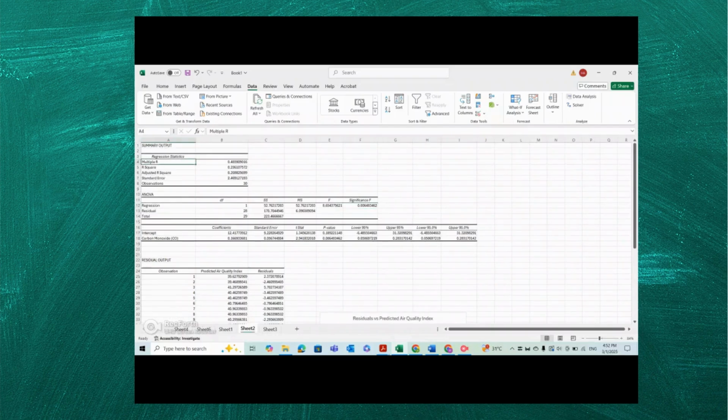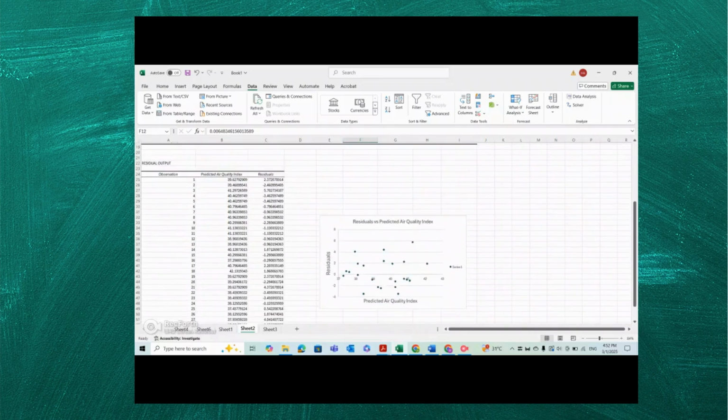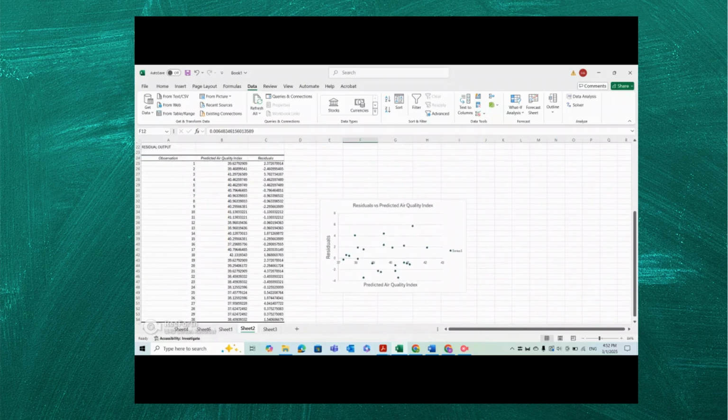So you can see the multiple R value, R square value, standard error, and here in ANOVA we can see the F statistic, significance F values, and other than that we can see here. So this is the residual output. For the residual output we can see the predicted air quality index and the residuals.